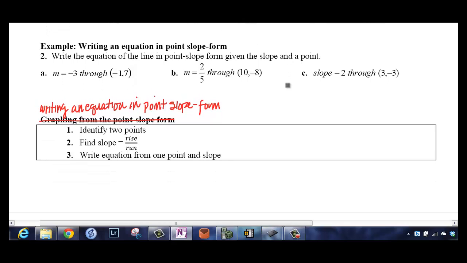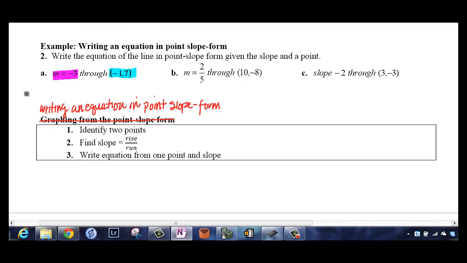Now we're going to attempt to write the equation, assuming they give us some good information here. In this case, they've given us slope. That was one of the pieces of information we need. And they've given us a single point. That's the other piece of information that we need. So now we have everything we need to write the equation of a line. So we're going to go ahead and do that.